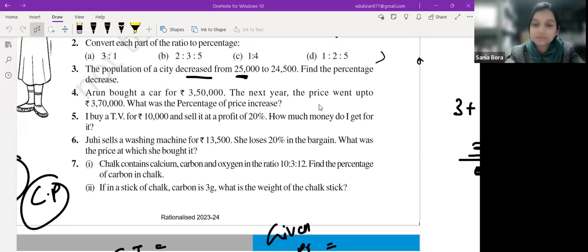Nice job. But you got the answer? No, ma'am, I couldn't understand it. Okay, you didn't understand. See, first of all, find SP. Sorry, you have to just find the CP. First, find the loss. How to find the loss? 20% of X? Yes, ma'am. Yes, find it. Loss percent is equal to loss by CP into 100.